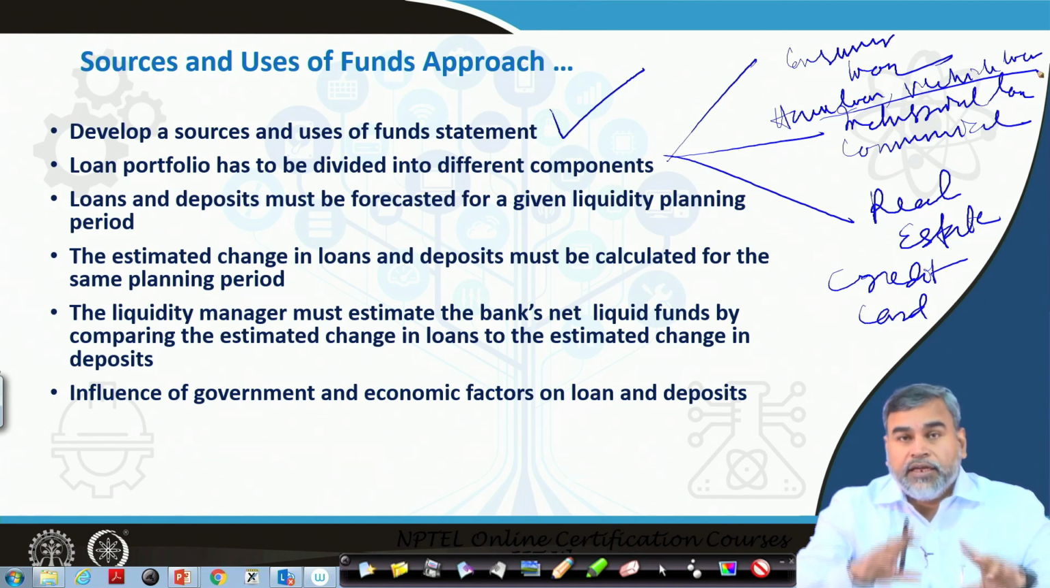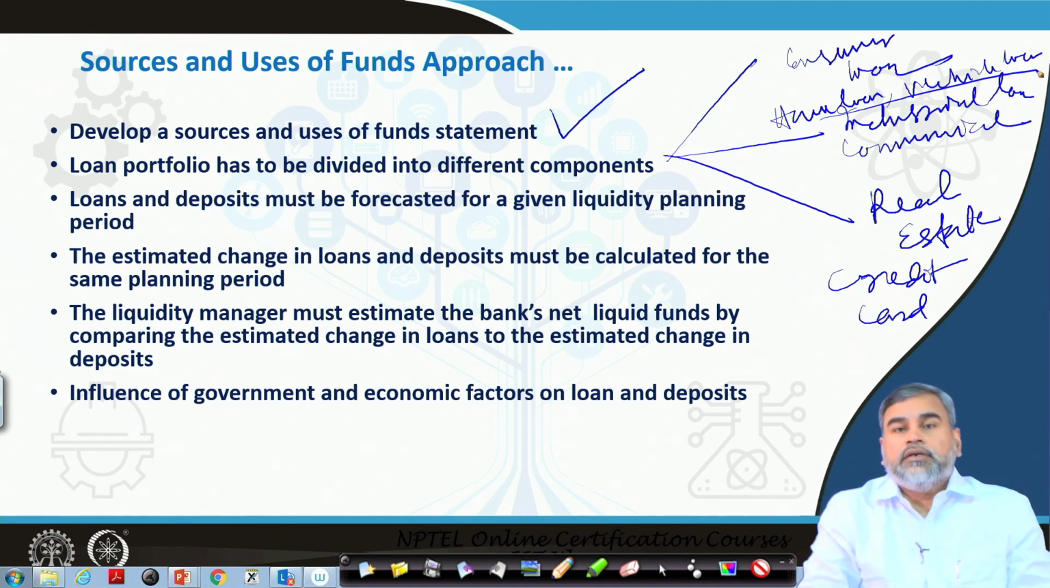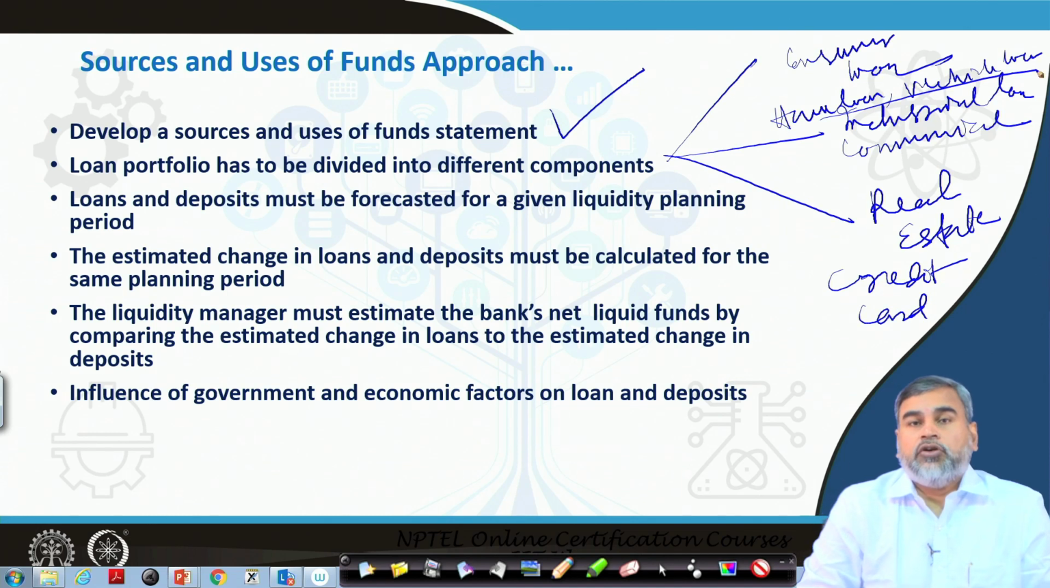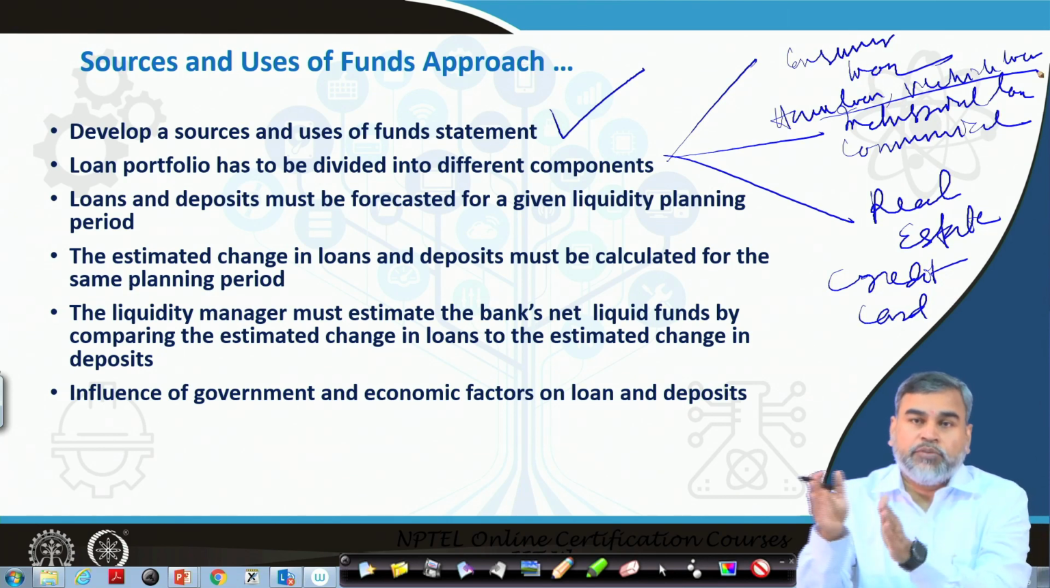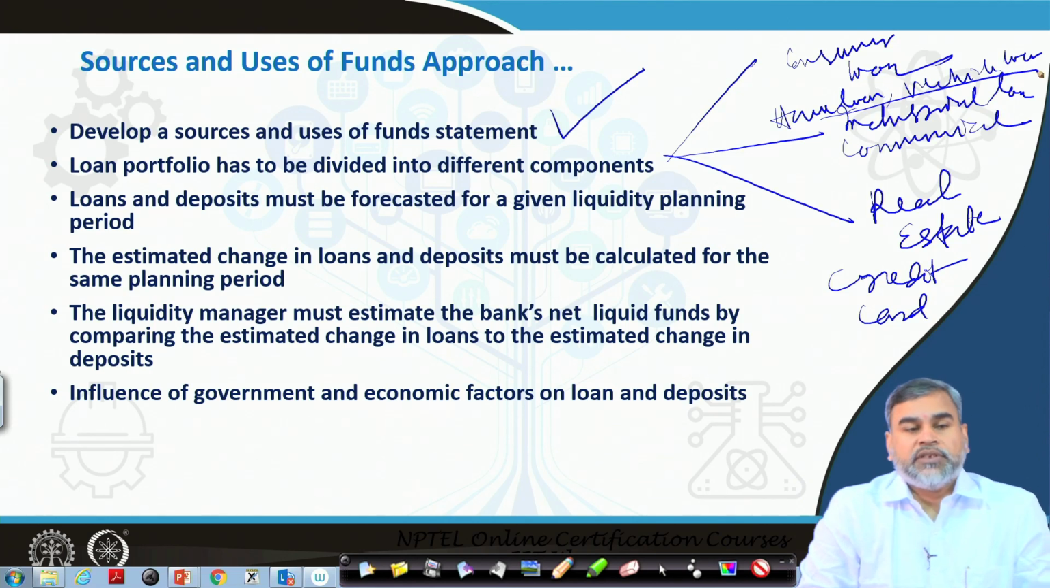It is not that in aggregate whether my sources and uses are matching or not, that is not going to help you. What is going to help you is being able to find out the requirements in the different maturity buckets. So first you have to understand that concept.